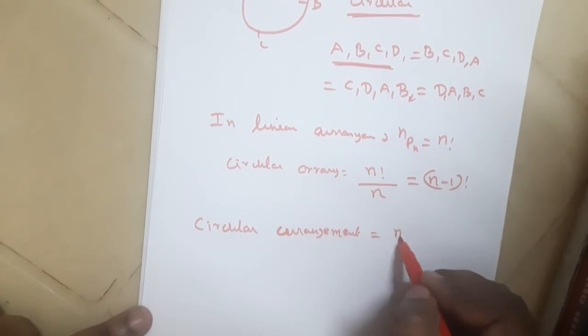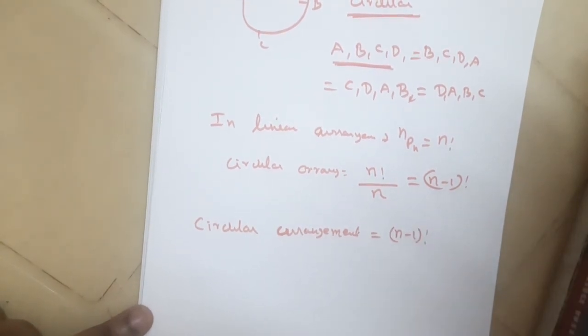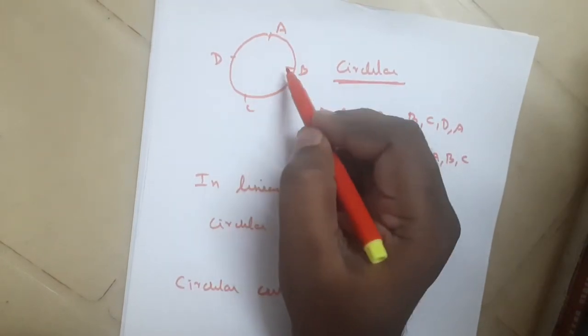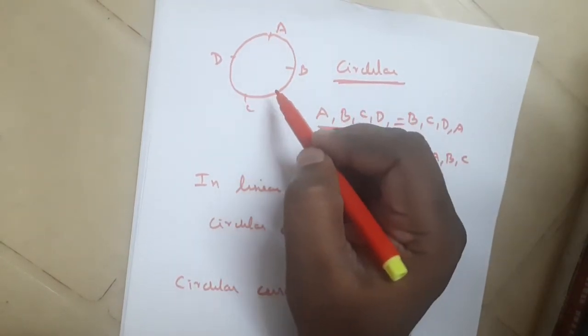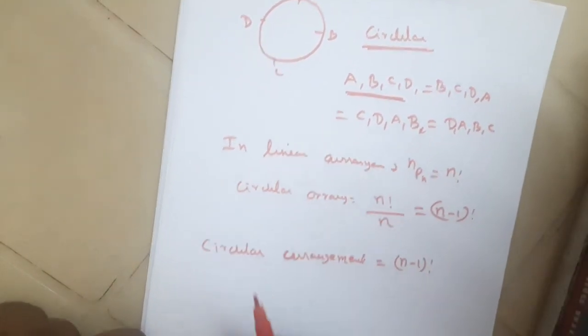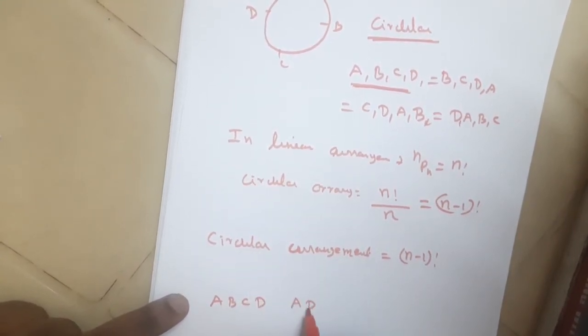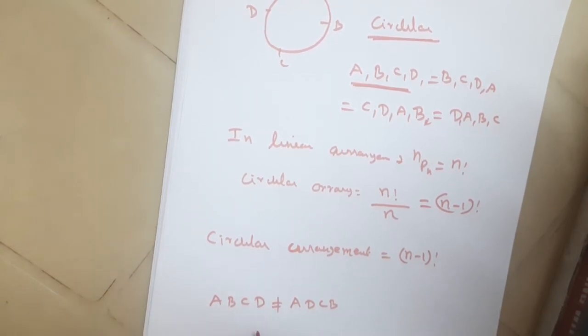The formula is n minus 1 factorial. Here is one more concept. In circular arrangement there are two directions: one is clockwise, another is anti-clockwise. Suppose in clockwise direction A, B, C, D, and in anti-clockwise direction A, D, C, B. Both are not equal, so they are different arrangements. Different directions means this formula is correct.